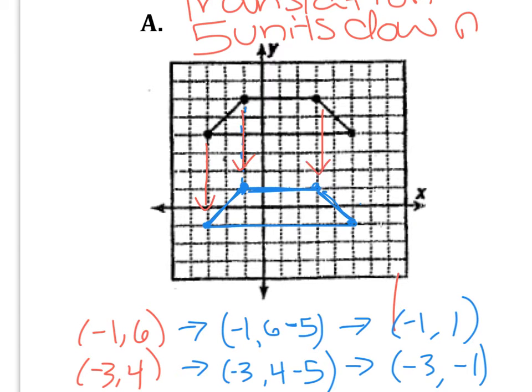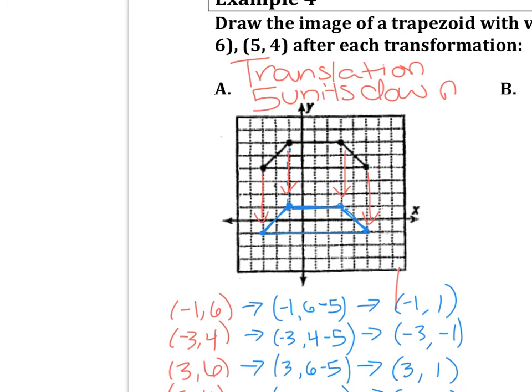I do want to see the ordered pairs that go with that drawing. You don't have to draw the red arrows that I just drew, but I do have to see this ordered pair work down here, okay? Let's do the last one then.